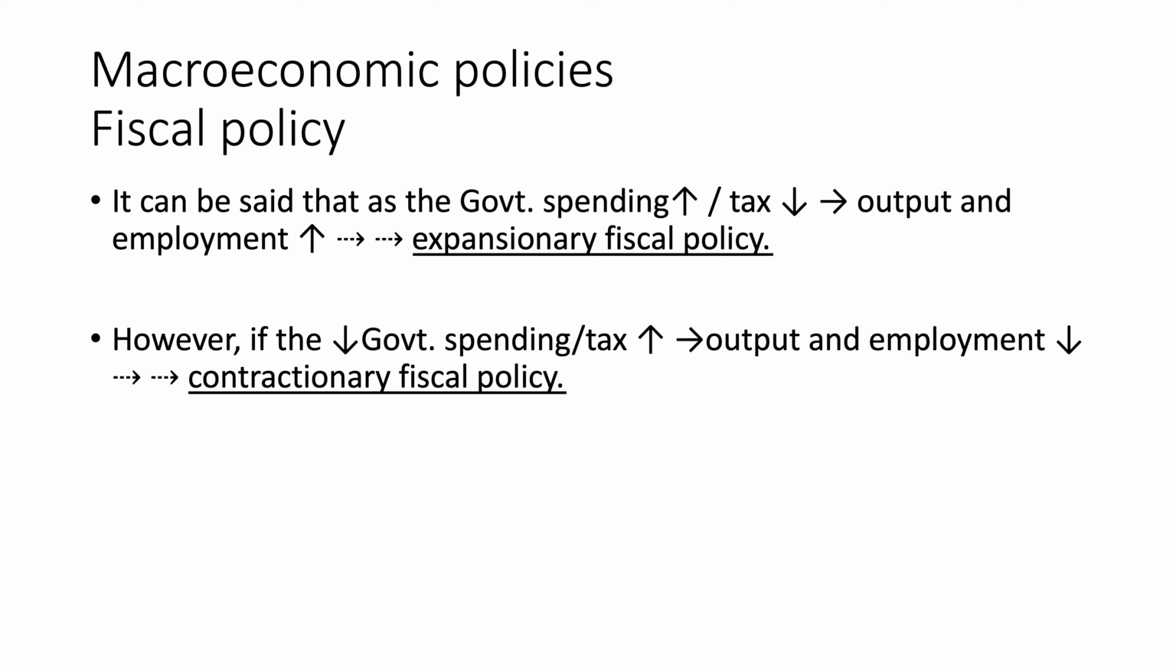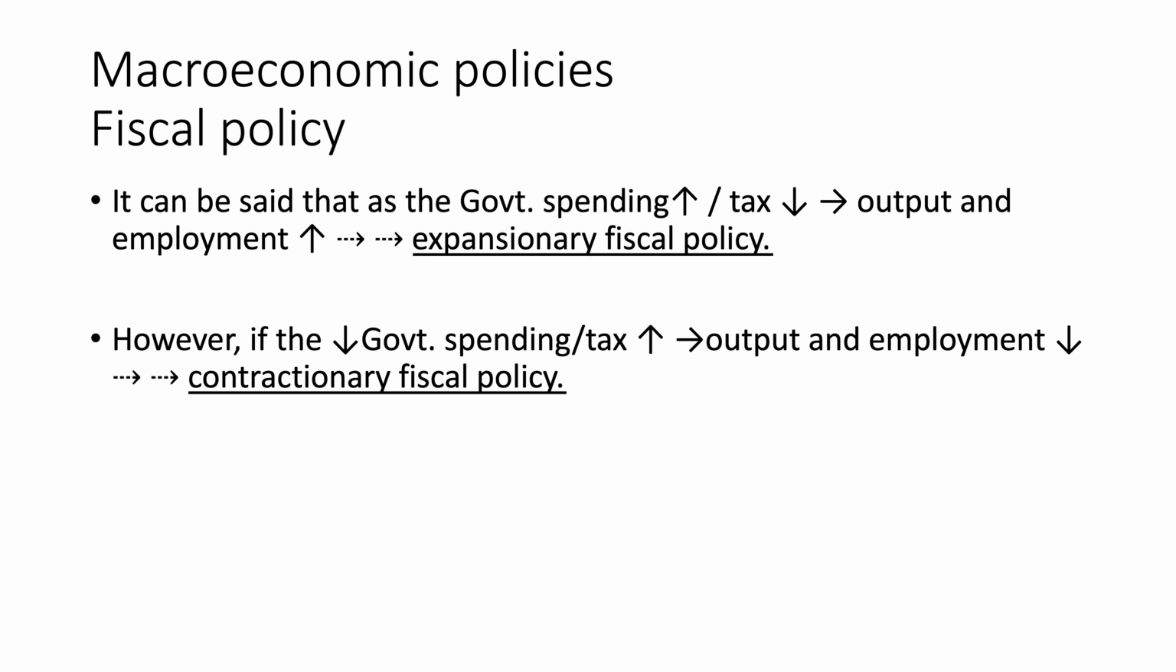Expansionary fiscal policy means either the government spending is increased or the tax is reduced. Contractionary fiscal policy means either the government spending decreases or the tax is going to be increased by the government. So contractionary fiscal policy reduces the output and employment, while expansionary fiscal policy increases them.